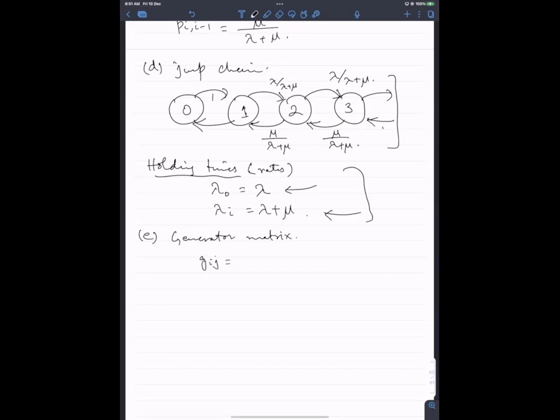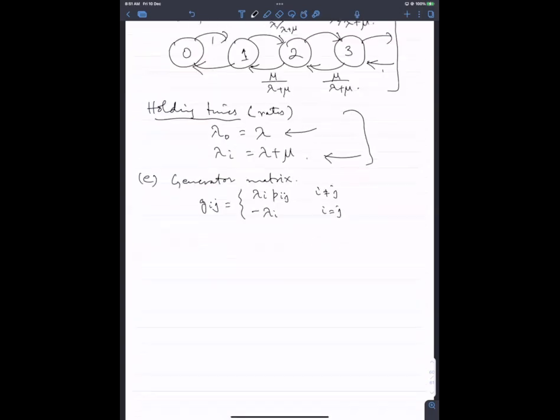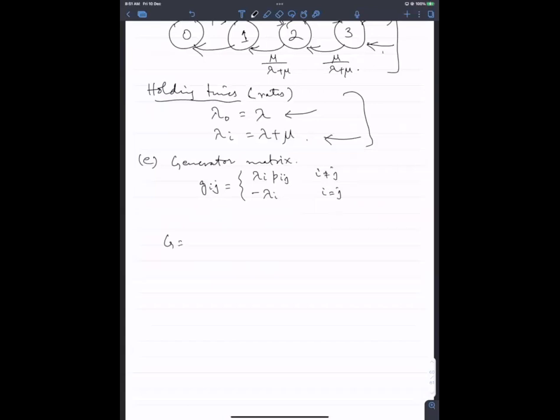Recall that generator matrix mein, you have lambda I P I J, if I not equal to J, and minus lambda I, if I is equal to J. So generator matrix iski kya hogi? If I is equal to J, then state zero ke andar, you have minus lambda I, which is minus lambda. So lambda naught is equal to lambda. And then the remaining should be equal to minus lambda plus mu, minus lambda plus mu, and so on and so forth. Ye aapki generator matrix.